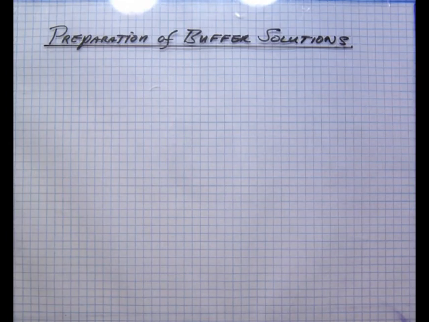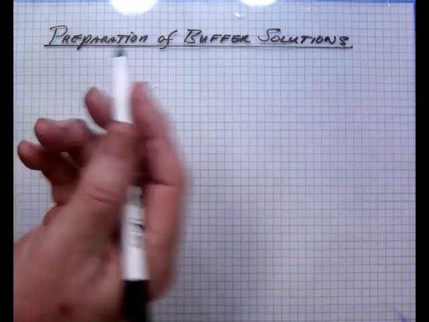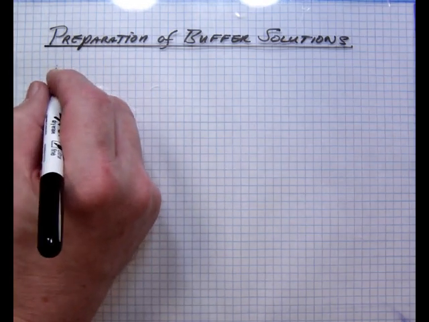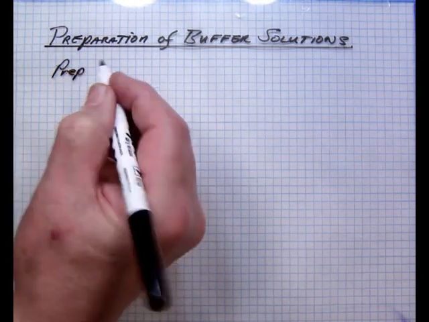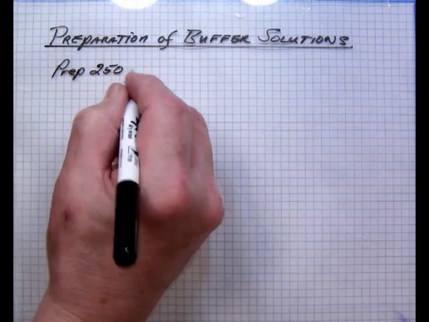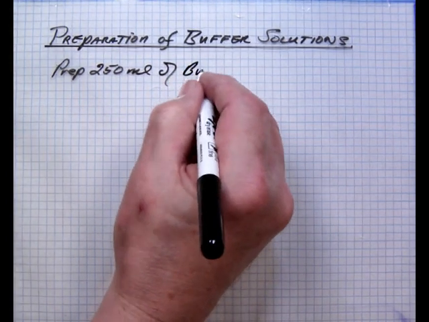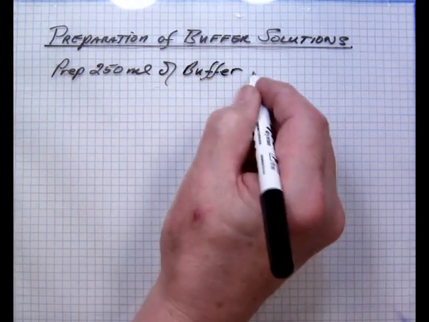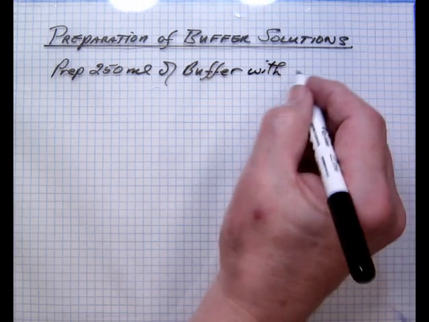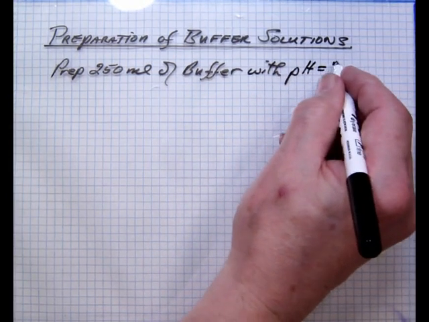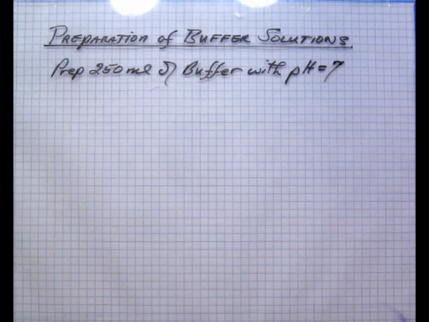Okay, so in preparation of a buffer solution, you first need to decide how much and what pH you want to make. So we'll hypothetically say prep 250 milliliters of buffer with pH equal 7. So we'll do one right in the middle and so forth.